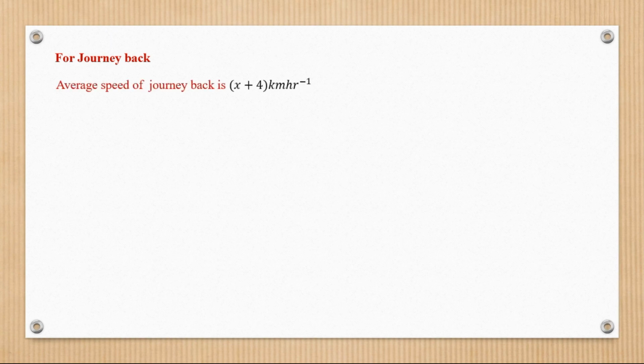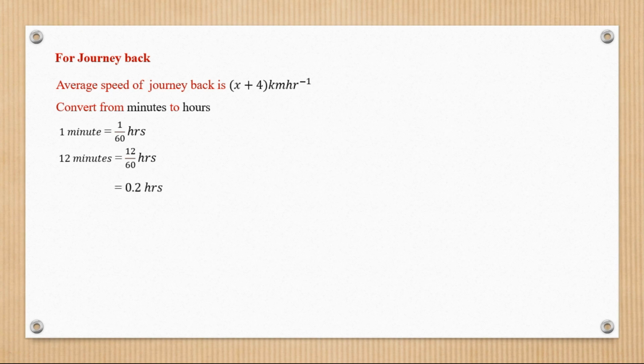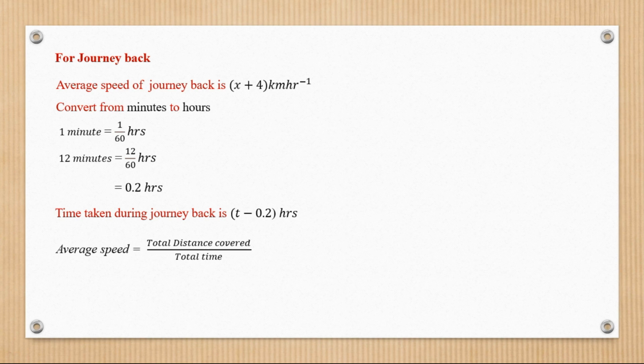Alright, so for the journey back, we can see that the average speed of the journey back is x plus 4 kilometers per hour. Then we've converted that from minutes to hours. Now 1 minute is equal to 1 over 60 hours. And then 12 minutes is definitely 12 over 60 hours, which is the same as 0.2 hours. Then time taken during the journey back is t minus 0.2 hours. So therefore the average speed, we're going to derive a formula. So the average speed here is going to be equal to total distance over total time again. And then now we have x plus 4 being equal to 80 over t minus 0.2.